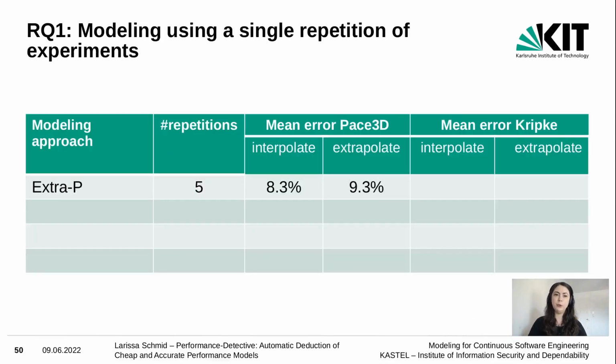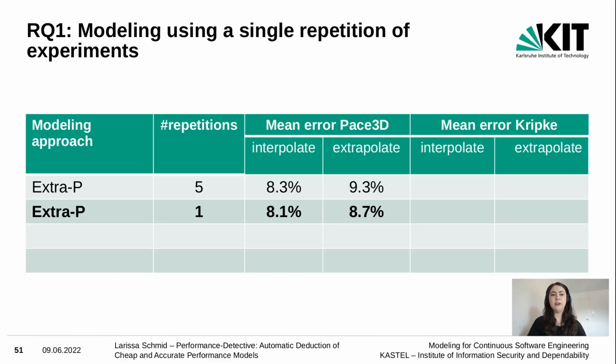And now we will evaluate whether it was indeed a good idea to use only this few samples. First, by evaluating how modeling using only a single repetition of experiment works like. So using the traditional sampling design. And I will start off with XRP and 5 repetitions, where we can see that for P3D, the error is around 8% for interpolated measurement set and around 9% for the extrapolated test set.